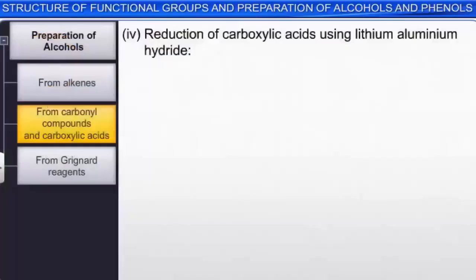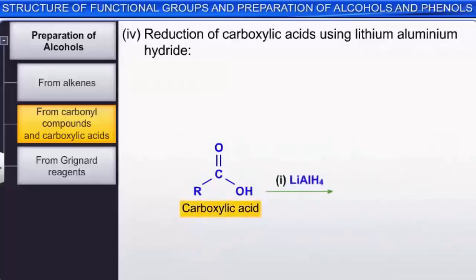The fourth route for alcohol preparation involves the reduction of carboxylic acids using lithium aluminium hydride. Carboxylic acids are very difficult to reduce. So this process requires a very strong reducing agent, lithium aluminium hydride. The overall reaction given here shows that carboxylic acids can be reduced to primary alcohols.